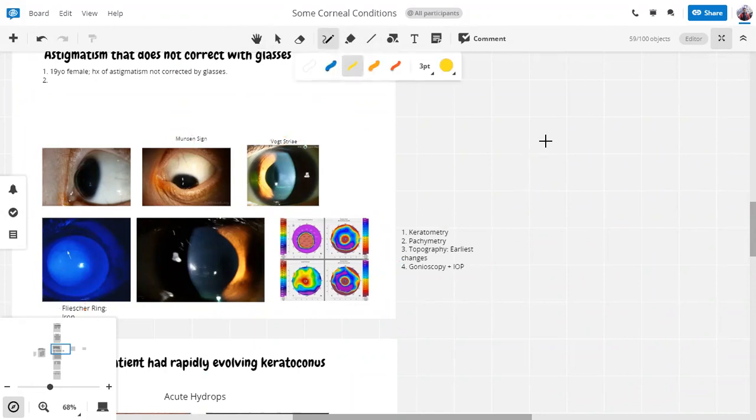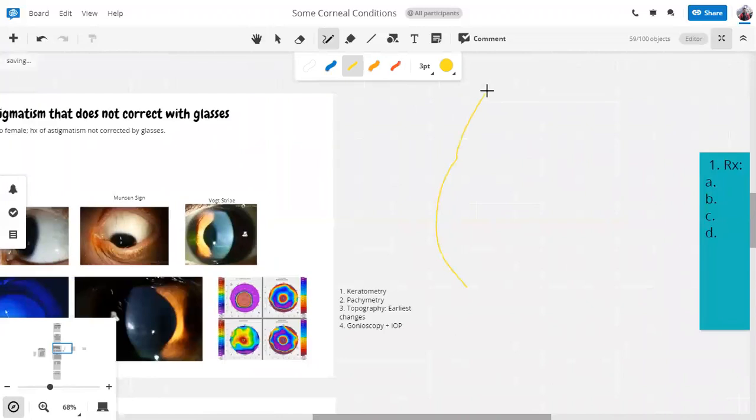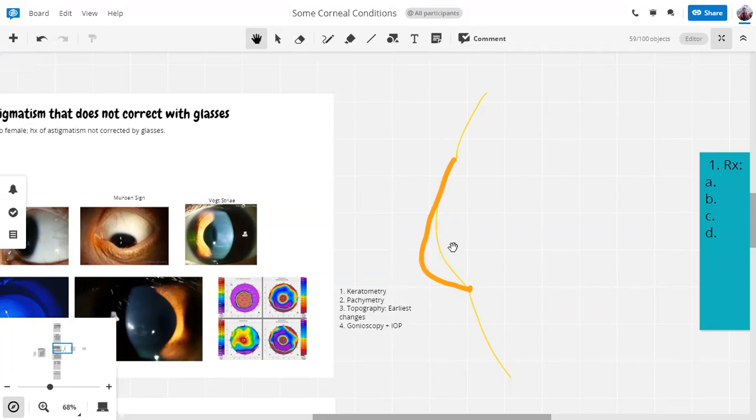Now I'll do a little doodling again. This is a normal cornea, right? This is the sclera. In keratoconus we have a bulge, an abnormal bulge which is present just inferior to the cornea. If the light were to pass through this bulge, to the maximum point of the bulge, do you think it would be refracted more or refracted less?